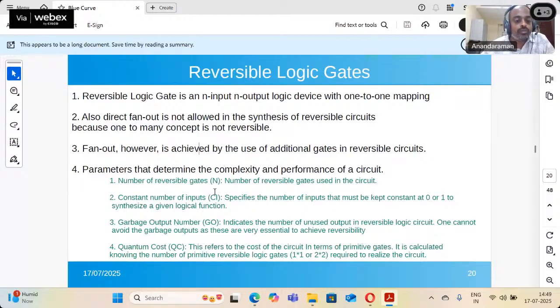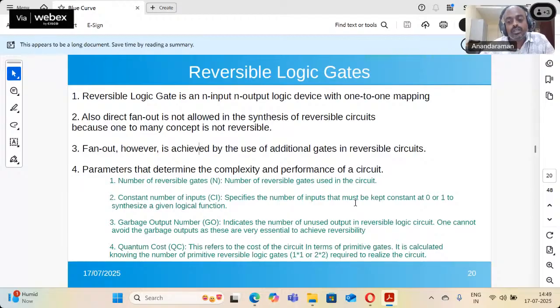So these are the parameters. The number of parameters that determine the complexity and performance of the circuit: the number of reversible gates used in the circuit, the constant number of inputs, how many inputs you are having, and garbage output.